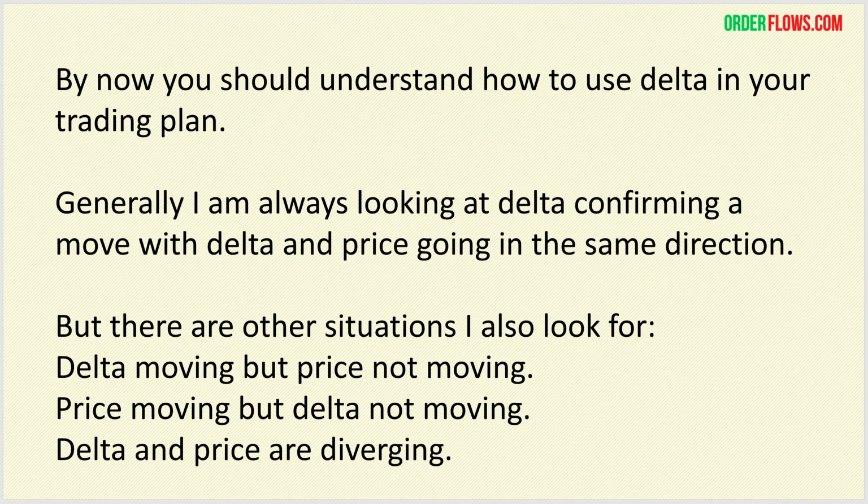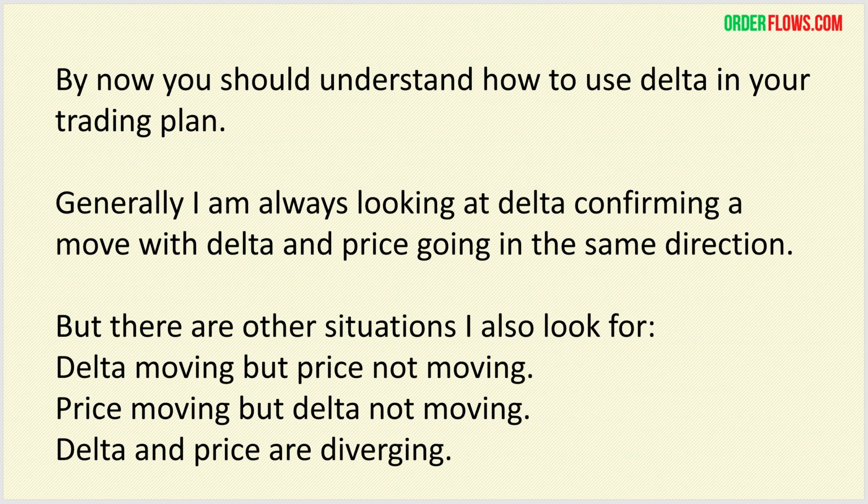Alrighty, so by now you should understand how to use Delta in your trading plan, and you should be understanding how to analyze the Delta. That's the important thing, being able to look at a chart and see the Delta and make a decision based off of it. Now, generally with me, I'm always looking at Delta confirming a move with Delta and price going in the same direction. Now, that doesn't mean that it's always going to be going in the same direction, because there are other situations that I also look for. I look at Delta moving but price not moving, or price moving but Delta not moving, and I look at instances where Delta and price are diverging.